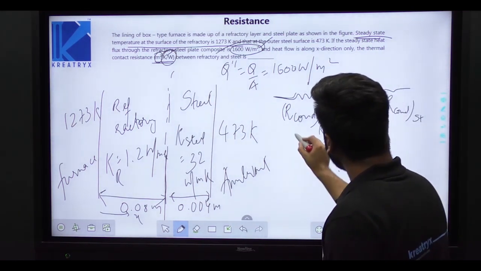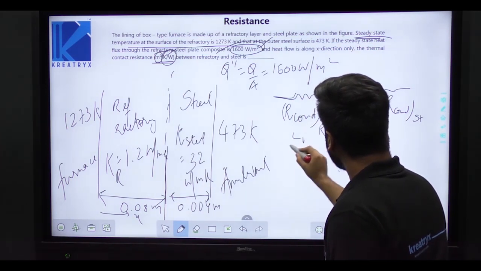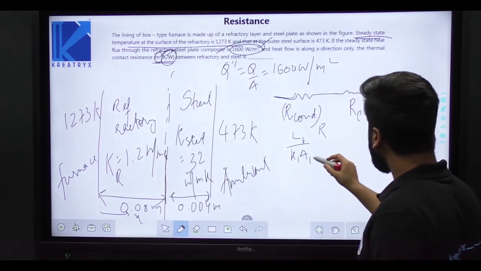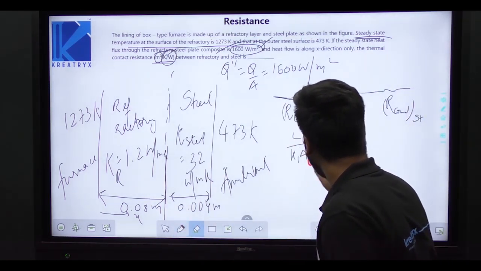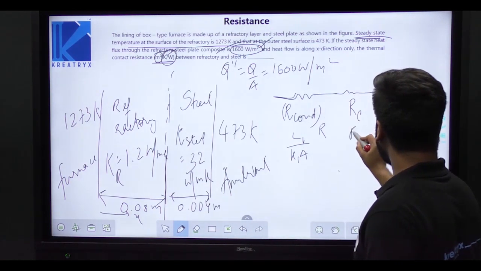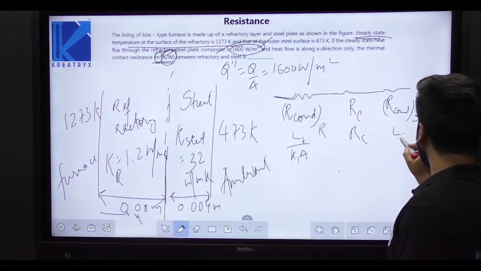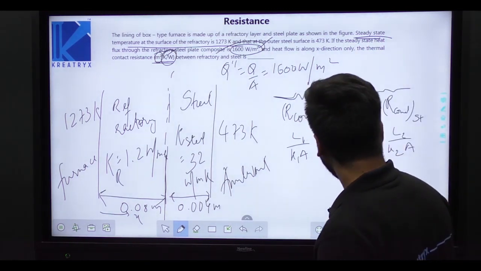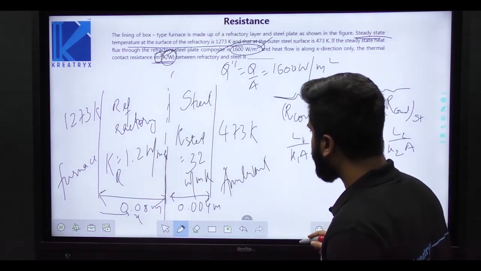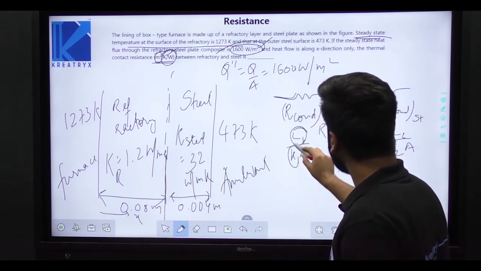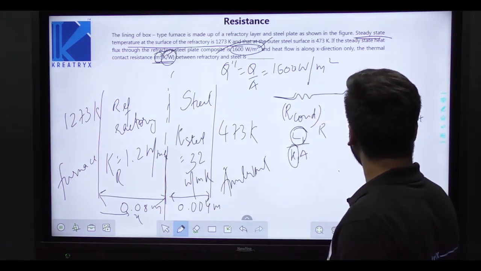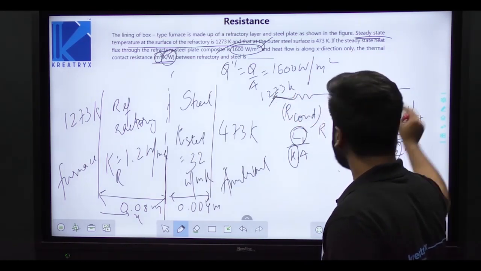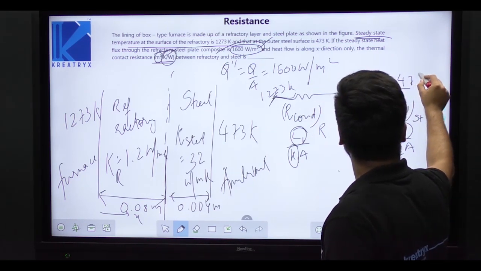Okay, so this will be L by KA. Okay, L1 by K1 A1, whatever you want, A only, and this will be Rc, and this will be L2 by K2 A. Okay, so the data is given to you. L1 is given, K1 is given, L2 is given, K2 is given, Rc you have to find. Delta T: this is 1273 Kelvin, and this is 473 Kelvin.